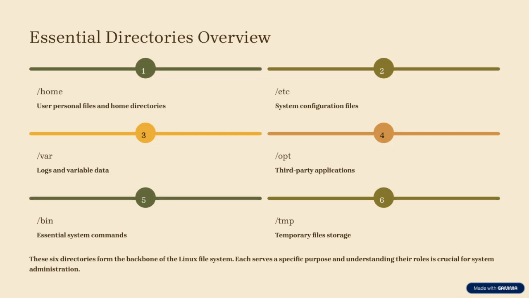These 6 directories form the backbone of the Linux file system. Each one has a specific purpose, and understanding what they do is crucial for anyone involved in system administration. For example, the /tmp directory is where temporary files are stored, which are often created by applications or the system itself for short-term use. The /bin directory contains essential system commands that are necessary for the system to operate properly and are available to all users.